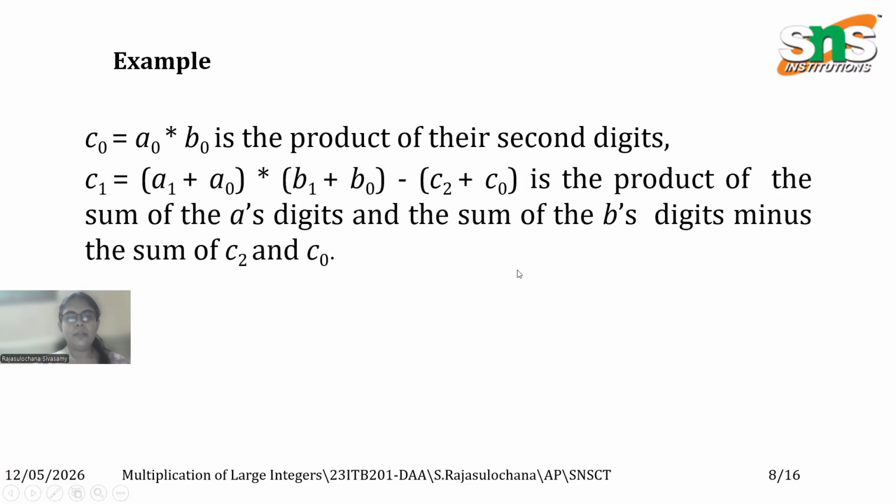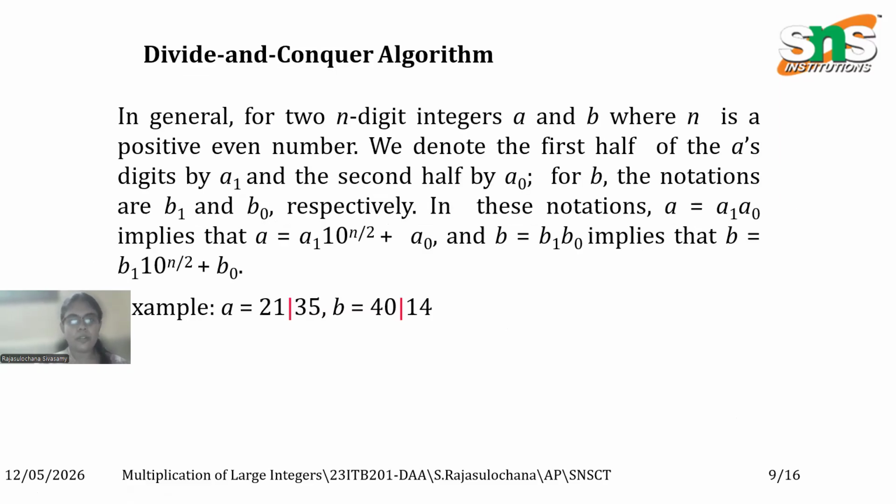So now this C naught value is computed like C naught is equal to A naught into B naught, which is a product of their second digits, and C1 is computed by C1 equal to (A1 plus A naught) into (B1 plus B naught) minus (C2 plus C naught), which is the product of the sum of A's digits and the sum of B's digits minus the sum of C2 and C naught.